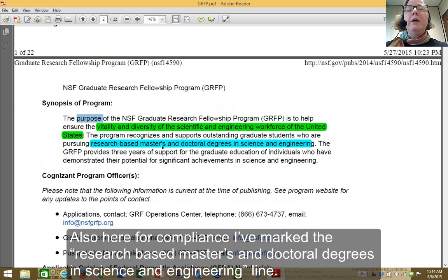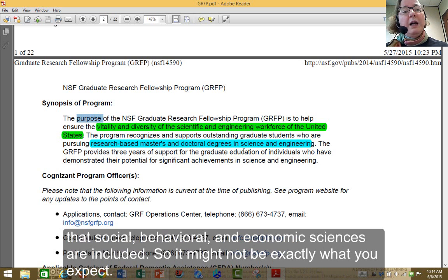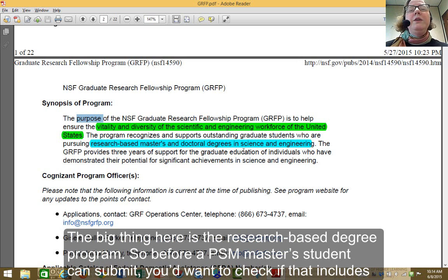Also here for compliance, I've marked the research-based master's and doctoral degrees in science and engineering line. You might think that I'm marking that because it's science and engineering, and that is part of it. But if you looked at the directorates, you'll have noticed that the social, economic, and behavioral sciences are included as well. So it might not be exactly what you expect when you think of science and engineering. My big concern here is the research-based degree program.